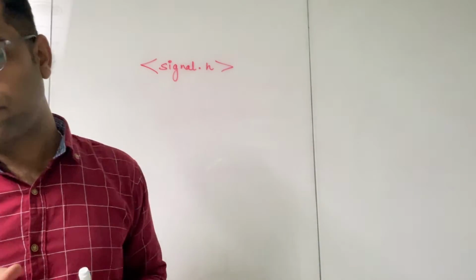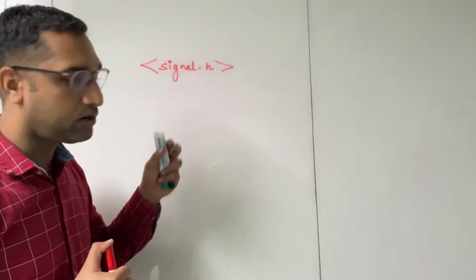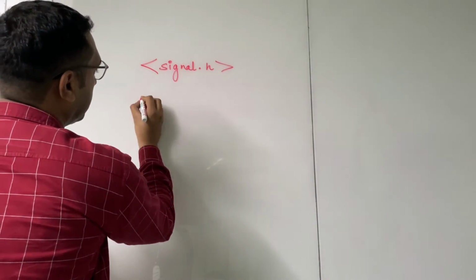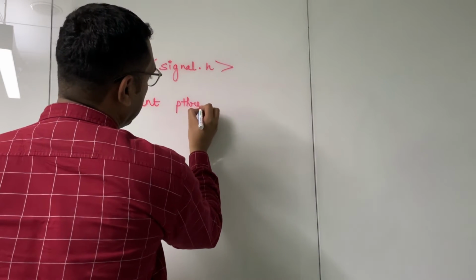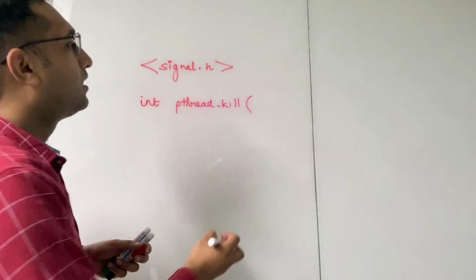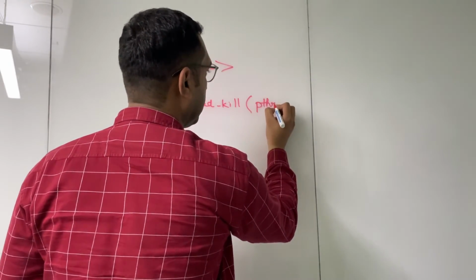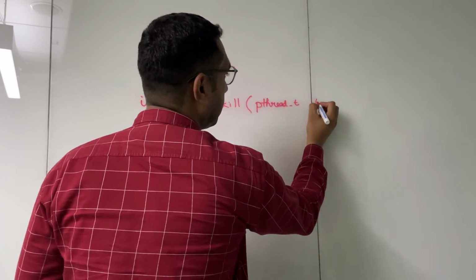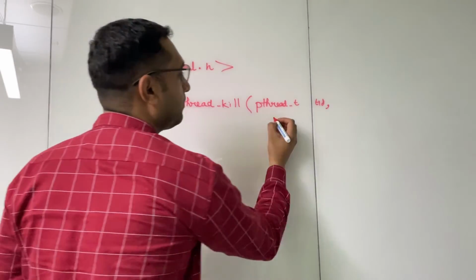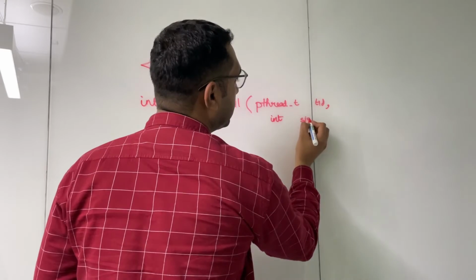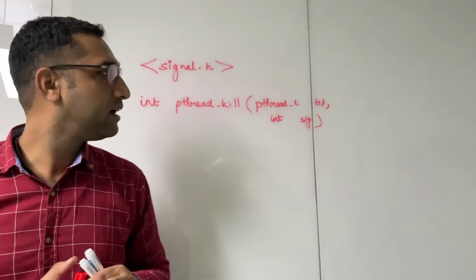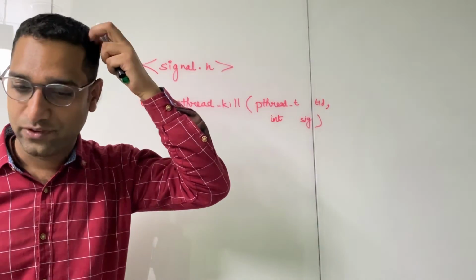If we have included signal.h, then we can make a call to pthread_kill, with the parameters, of course, thread ID and the other parameter is going to be signal, and this signal has to be one of the signals that is defined in signal.h. Okay, understood? The name suggests kill, but it can send other signals too.